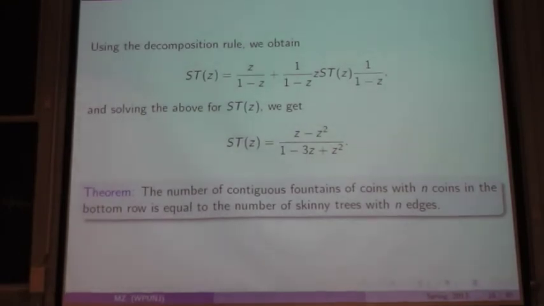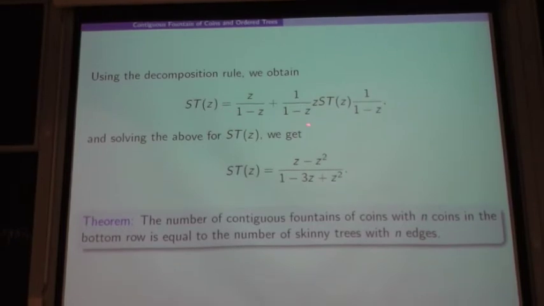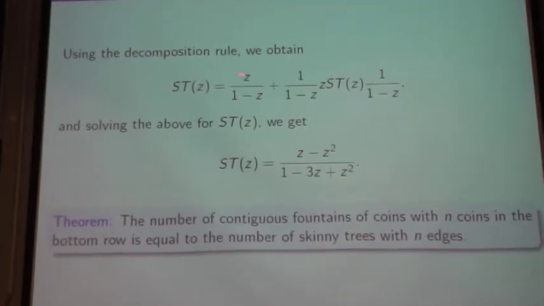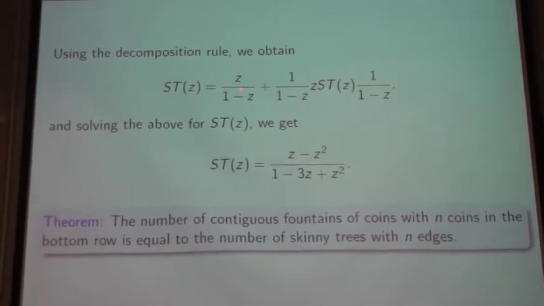Now you can write down this functional equation for the generating function of skinny trees. What you see here is the one that ends at level 1. I'm considering non-empty ordered trees, and therefore there's going to be a z there. The ones that don't end at the first level satisfy this kind of equation, and you add these up, solve for st(z), and you get the same rational generating function again. Have we seen this before? This is the same rational generating function that the contiguous fountains of coins satisfy.